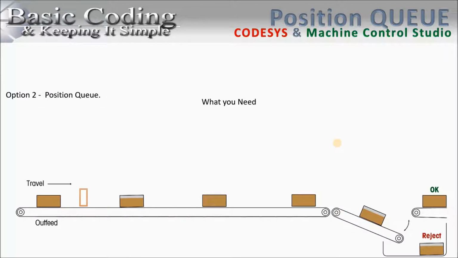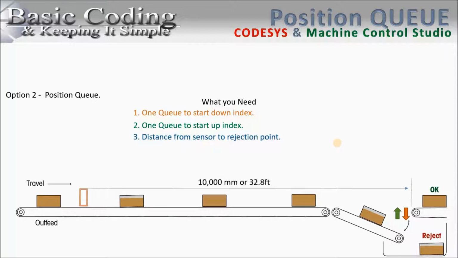Here's the second option. Use a position Q. What do you need? You need 1 Q for the index down. You need 1 Q for the index up. You need to know the distance between the sensor and the drop point, which is a lot nicer than dealing with speeds. You just say, hey, Mr. Q, it's this distance away, and it takes care of it for you.